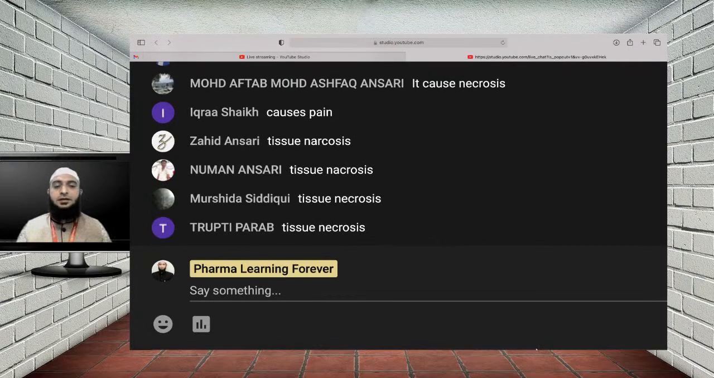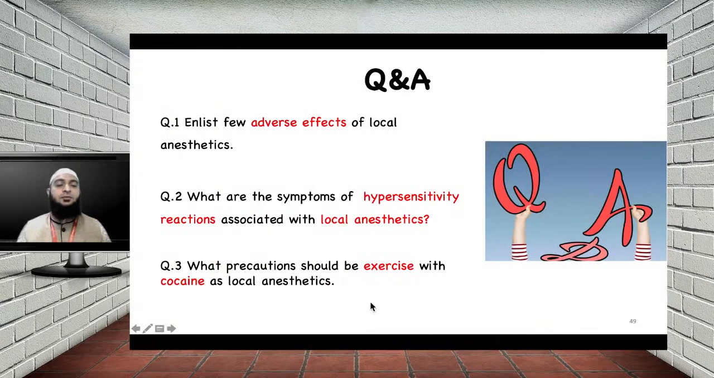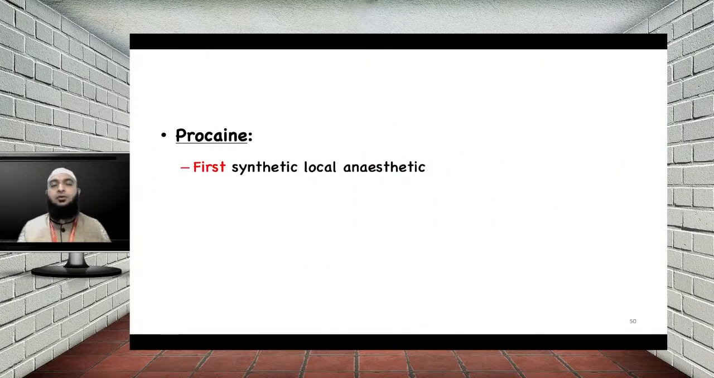So as a pharmacist, always remember that injection of cocaine should not be given when you are using it as a local anesthetic. For regional anesthesia especially, you are not using cocaine; generally you are using it as a topical anesthetic agent. So we have seen cocaine. Now let's move on to the second part of today's session.